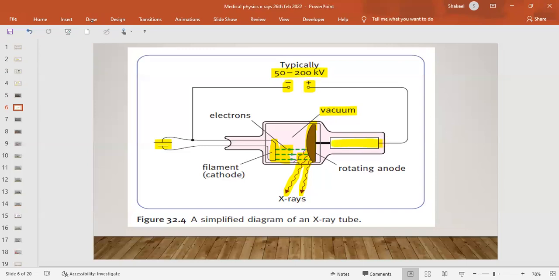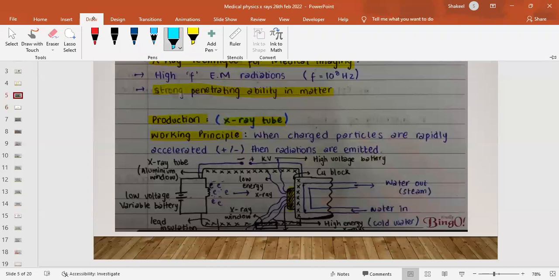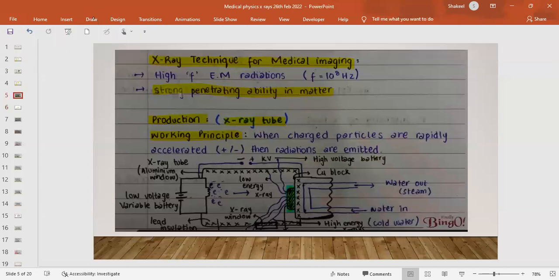And then there is the rotating anode, because a lot of heat energy is going to be produced, so there should be a system extracting heat from it. Coming back over here, if you look closely, this one is the metal target, and behind it is a copper block, and inside the copper block the cooling water tubes are there.